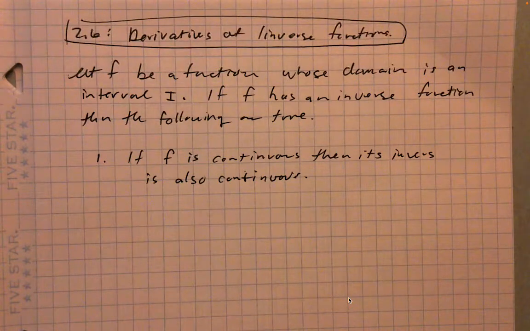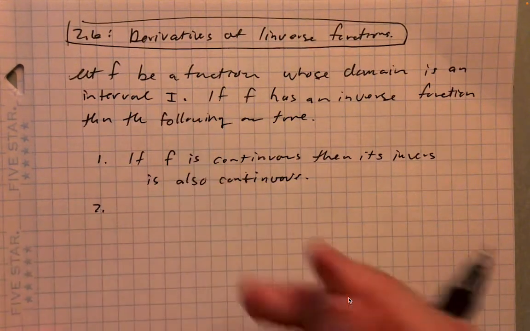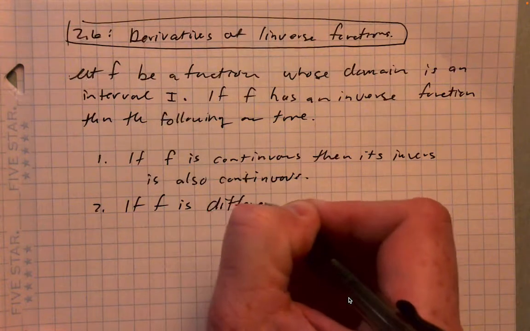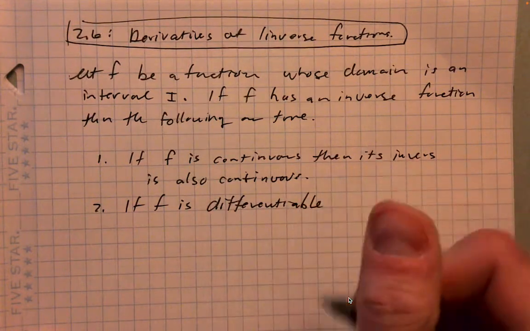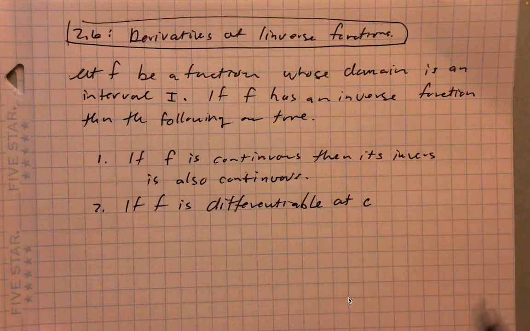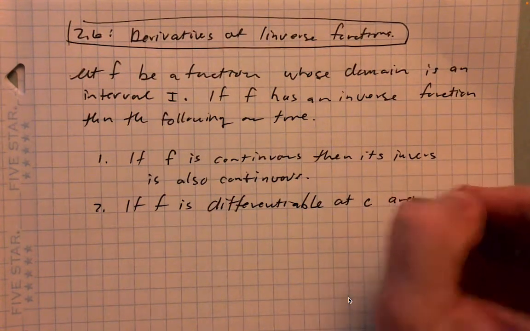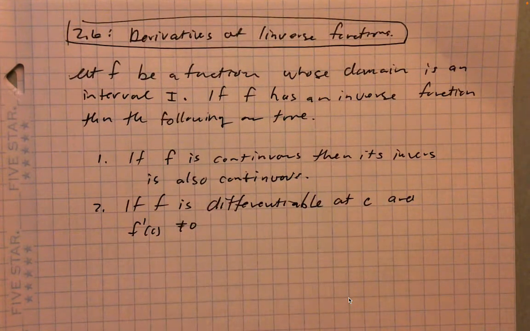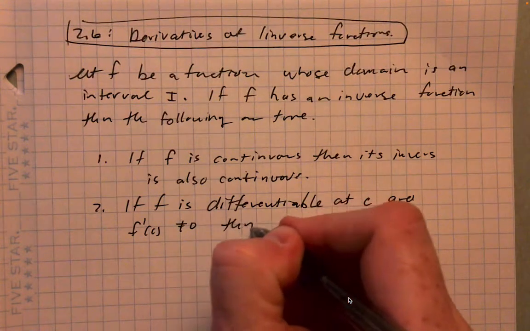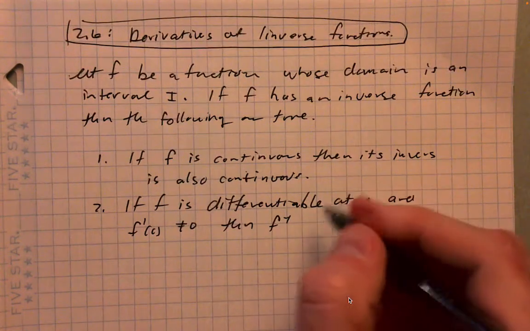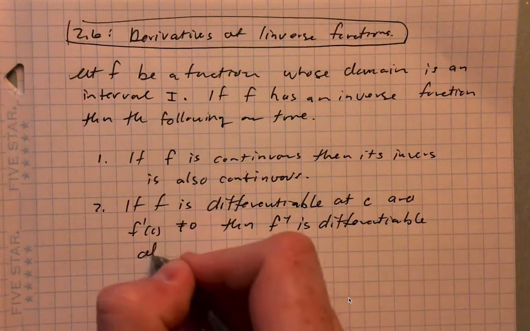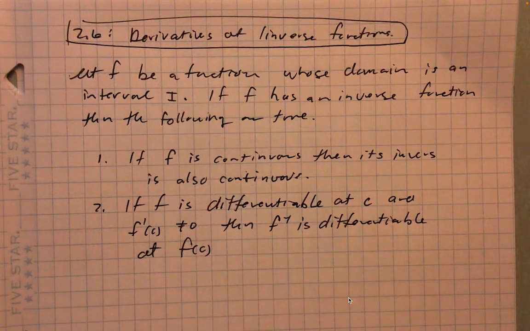Now, given that, we have also that if f is differentiable at some point C, and f prime of C is non-zero, so a non-zero derivative, then f inverse is differentiable at f of C, right? Okay, so that's good too.